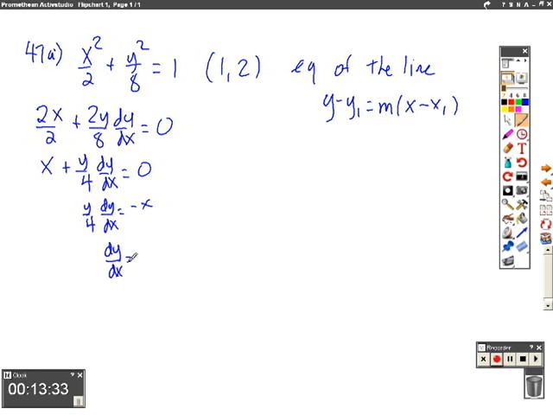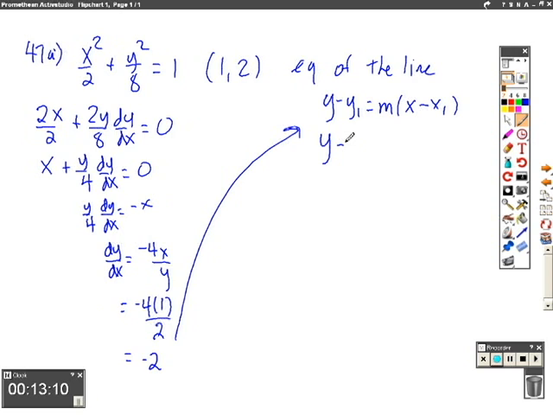and I will get negative 4x over y. So that's my slope generator, that's my derivative. I'm going to substitute 1 and 2 for x and y, and when I do, I will get negative 4 over 2, which is negative 2. So that's my slope, which will go in place of m. And then I already have my x and y coordinates, so I have y minus 2 is equal to negative 2 times x minus 1. And that is the equation of the line tangent to the curve at (1, 2).